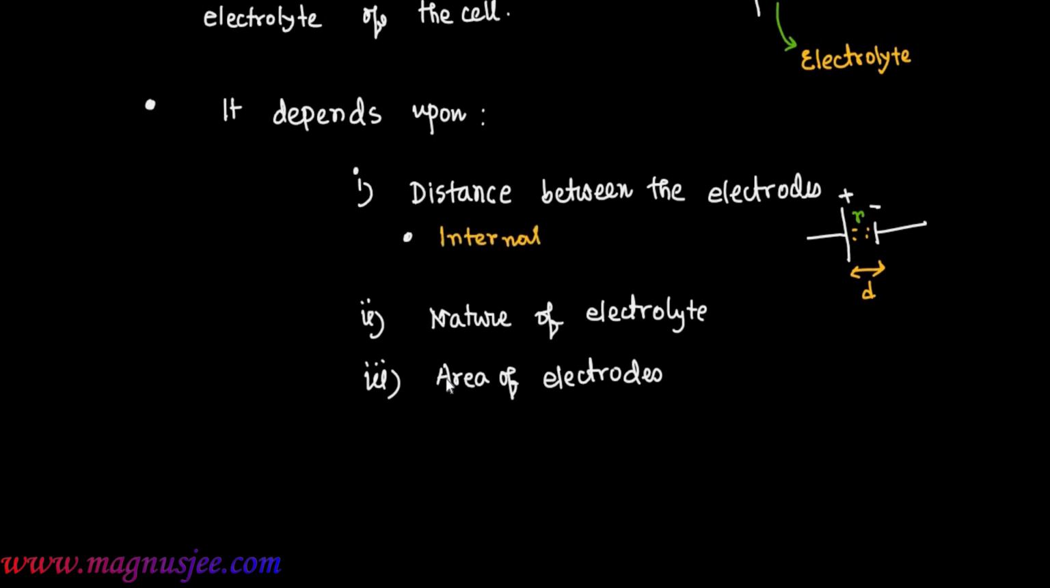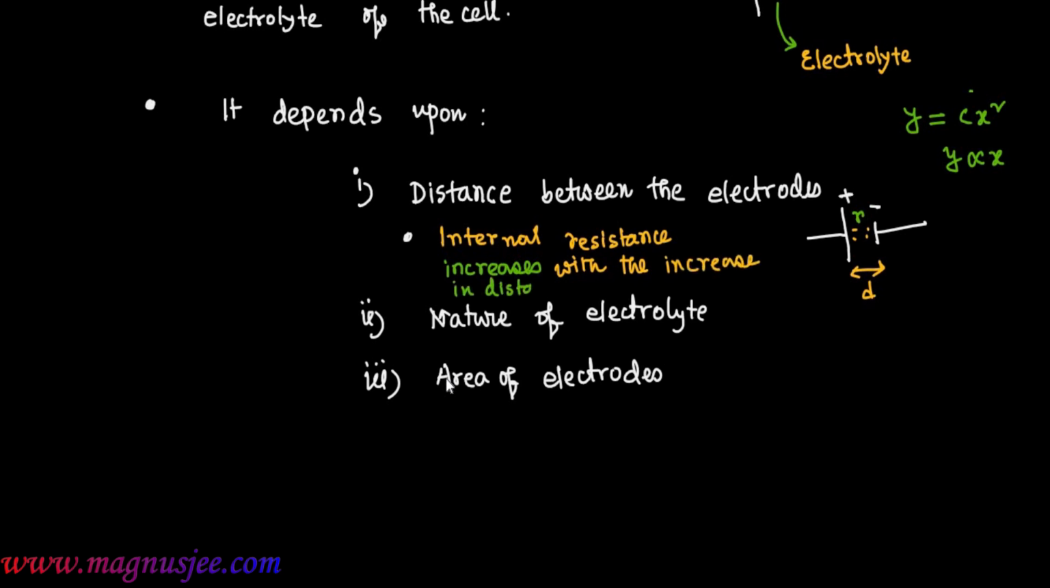Now we have to mention in what way internal resistance depends upon the distance. Here the internal resistance increases with the increase in distance between the two plates or electrodes.